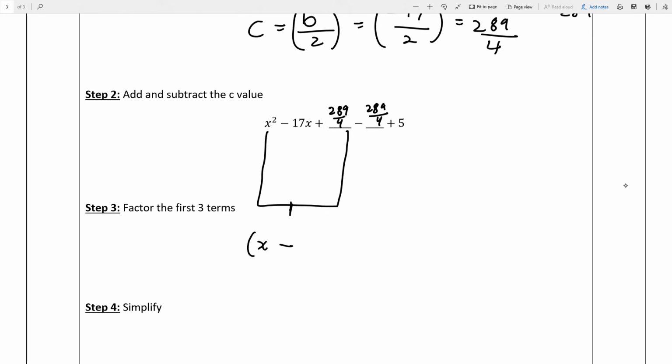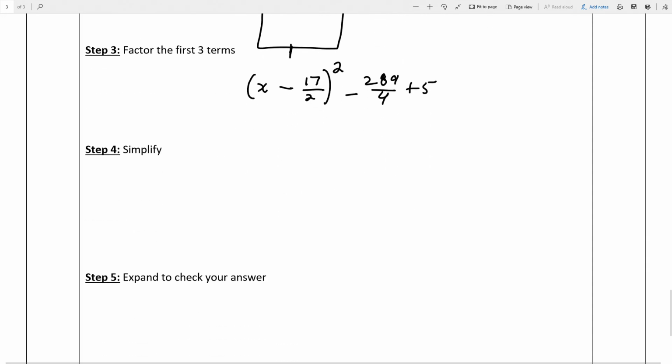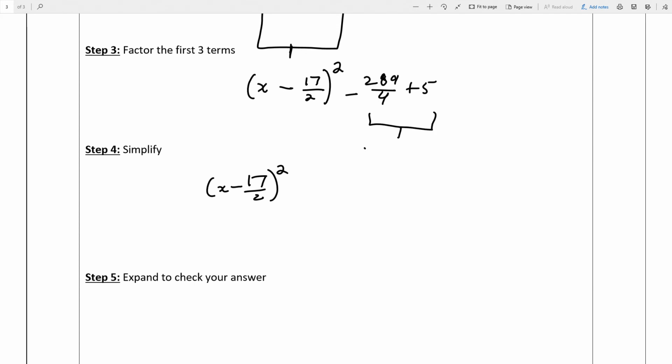Okay, x minus the b over 2, which is 17 over 2, squared, minus 289 over 4 plus 5. And then we can simplify further. So this is going to be x minus 17 over 2 squared. We can have a common denominator, minus 289 over 4 plus 20 over 4, minus 279 over 4. We can expand to check our answer.